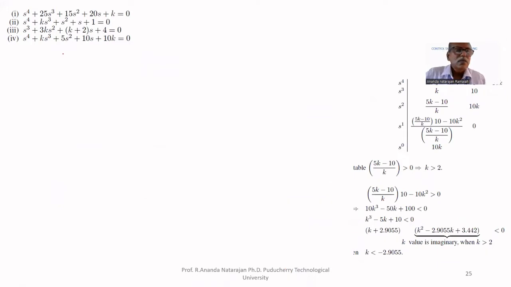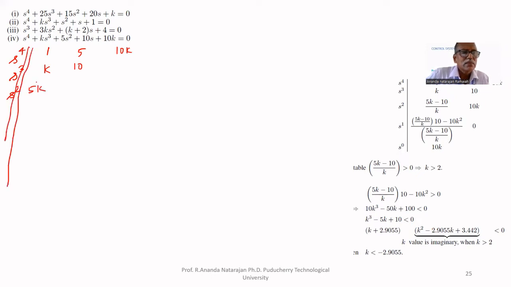Let us see more sums on range of K using Routh-Hurwitz criterion. S power 4: 1, 5, 10K. S cube: 1, K, 0. S square: (5K minus 10) upon K, and 10K will come here.